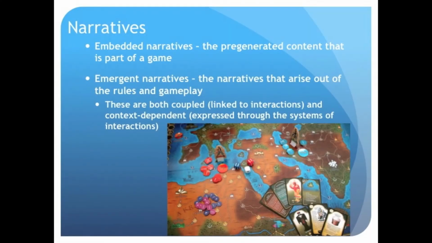Because of those situations and multiple characters, narratives are expressed in a couple of ways. One, through the embedded narratives. That's the pre-generated content that's a part of the game. That's what the designers structure our play through. But we also have, and maybe more importantly with Arabian Nights, the emergent narratives, which are the things that arise out of the gameplay, the game rules, the interconnected activities that players have. And these are linked to the interactions of players and then to the rule systems themselves. So really this is how players tell the story of their play.